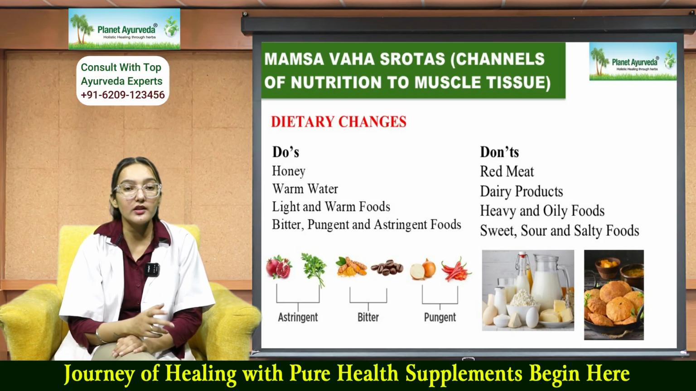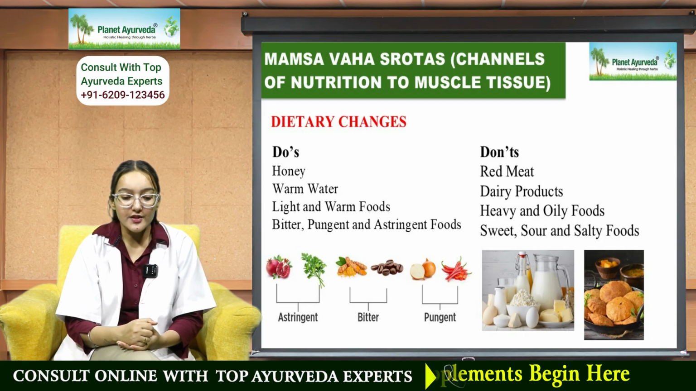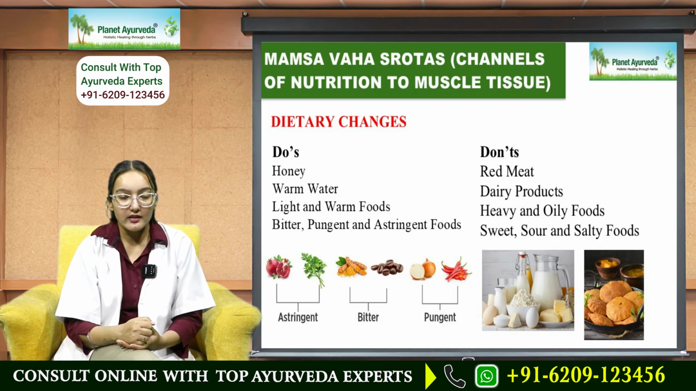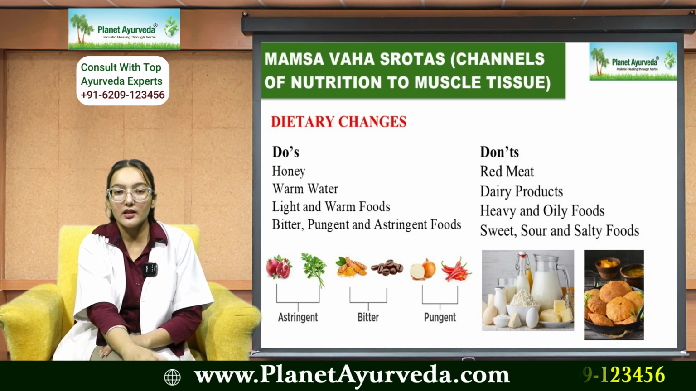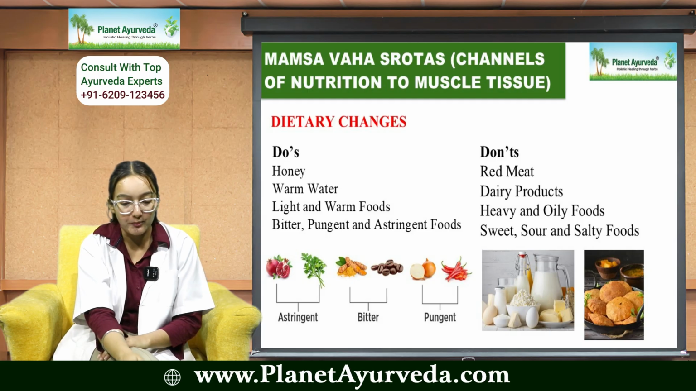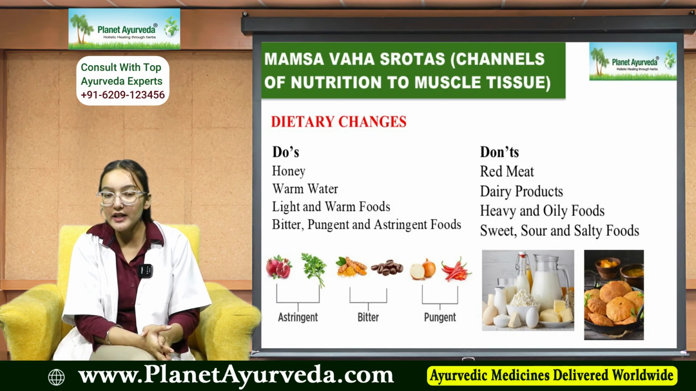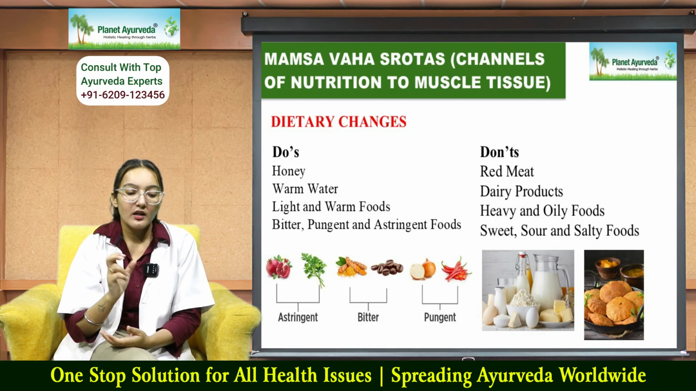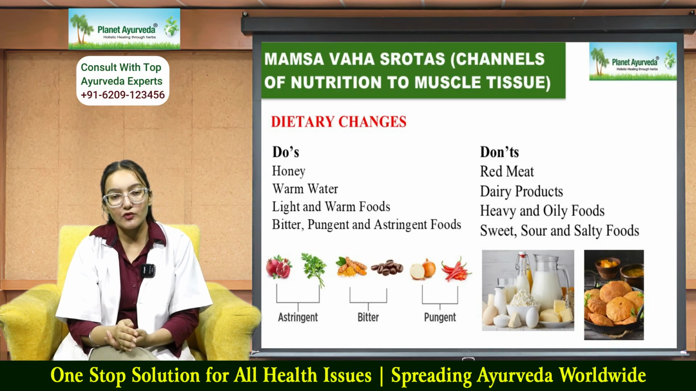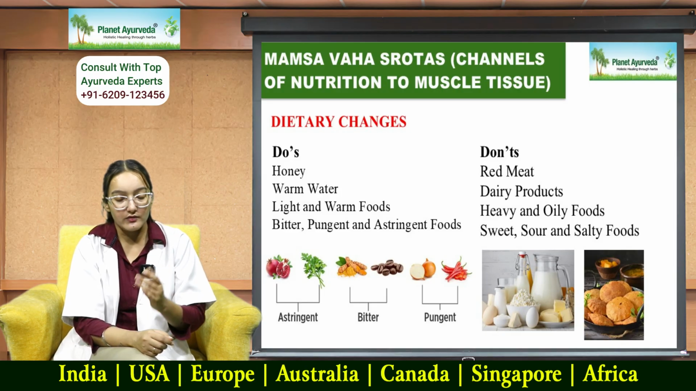Then comes the next thing: whenever there is involvement of vata dosha, muscle depletion occurs. In such cases, one can take things that may increase the kapha dosha. That we have to analyze in the patient and then advise accordingly. Then come the don'ts. What kind of things do they have to avoid? They have to avoid red meat, dairy products, heavy and oily foods, sweets or salty foods. Basically, the connection of kapha dosha is with these channels. That's why we have to advise the diet that will reduce the kapha dosha, and avoid the diet that will increase the kapha dosha.